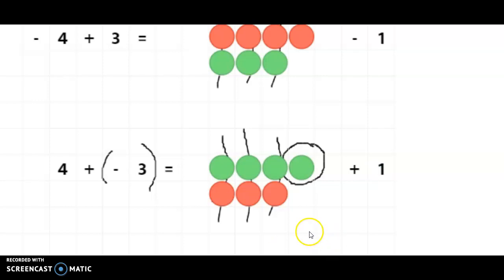So if I followed my rule, different signs subtract. So 4 minus 3 gives me 1. So there's my numerical answer. And then I'm going to keep the sign with the highest absolute value. So this is 4 steps away from 0. Negative 3 is 3 steps away from 0. So this positive 4 has a greater absolute value. Therefore, our answer is positive, which is shown here when I have 1 green chip remaining.